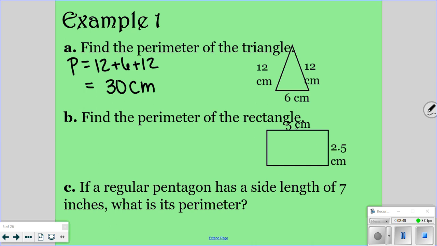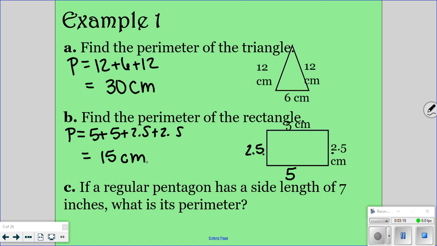For this rectangle, it tells us this side length is 5 and this one is 2.5. Opposite sides on a rectangle are congruent, so these are congruent and these two are congruent. So our perimeter is going to be 5 plus 5 plus 2.5 plus 2.5, which is going to be 15, and then the units is centimeters. So that would be your answer there.